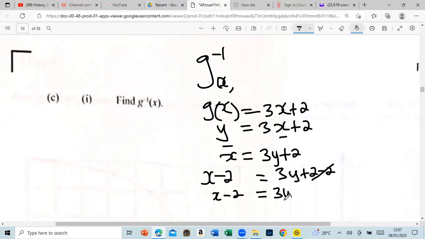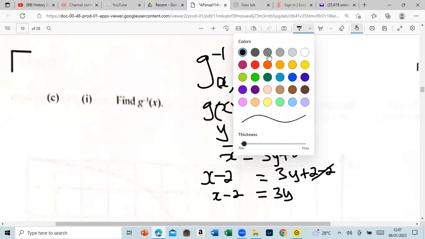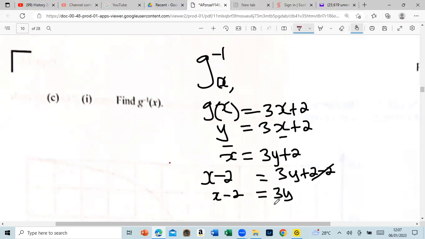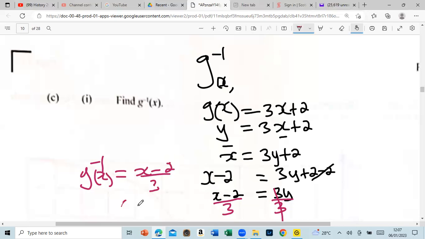So we still need to get rid of this 3 because we want to get y by itself, right? So that means we just divide both sides by 3. So now we get y by itself. So the inverse of g would be x minus 2 divided by 3. So that would be our answer.